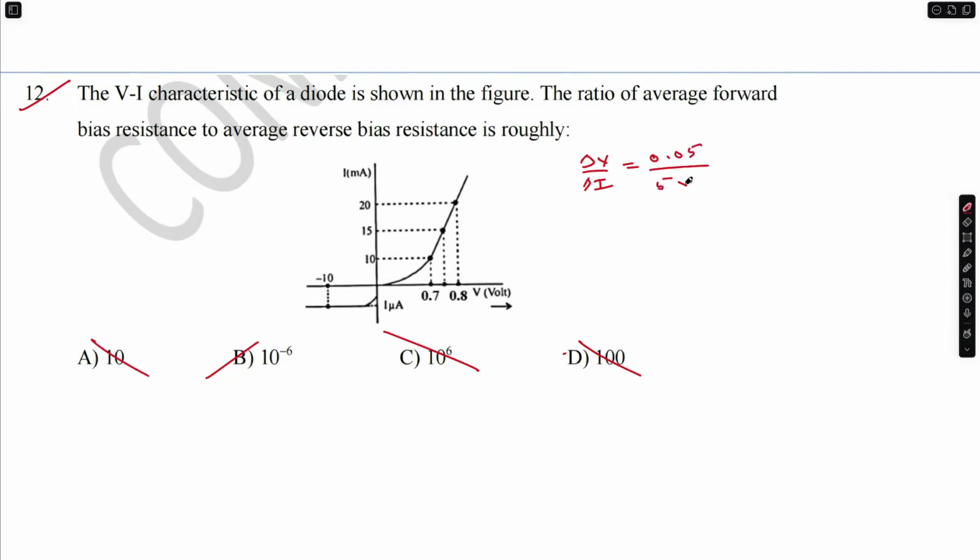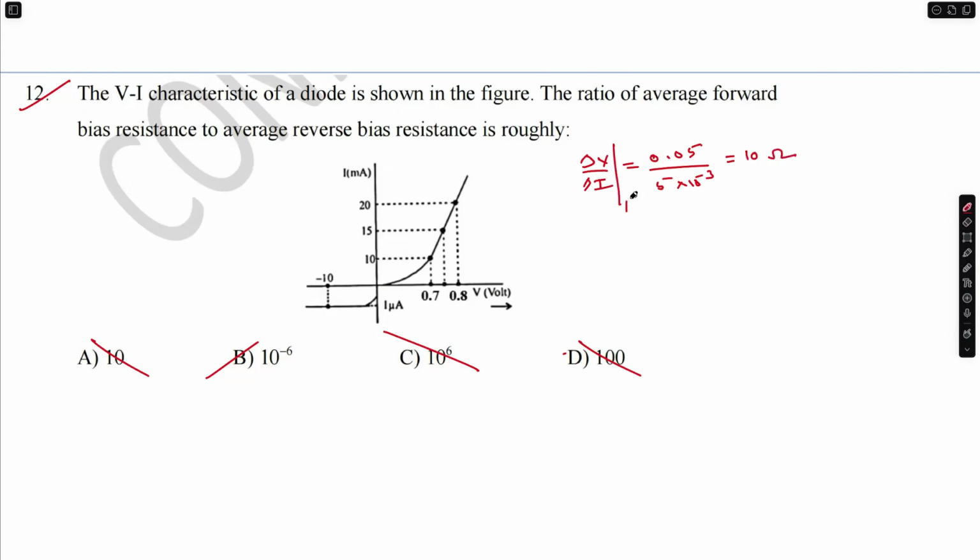This is 5 into 10 power minus 3. So this will become 10 to the power of 5. Here delta V by delta I, volts by current, is 0.05 by 5 times 10 power minus 3. In fact, this is 10 power minus 2 by 10 power minus 3, so this will become 10 ohms.